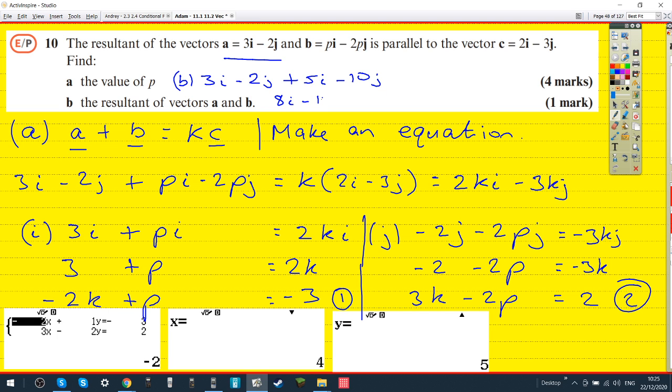Which gives you 8i minus 12j. That's it. So that's the answer. And I just want to see something. So we said that that was equal to K times the other one. K was 4 and the other one was 2i minus 3j. So 4 times 2 is 8. 4 times minus 3 is minus 12. Yeah, so it works out. 8i minus 12j.